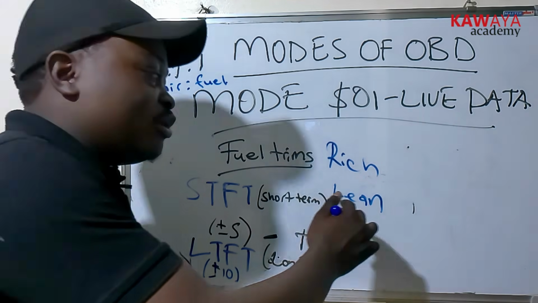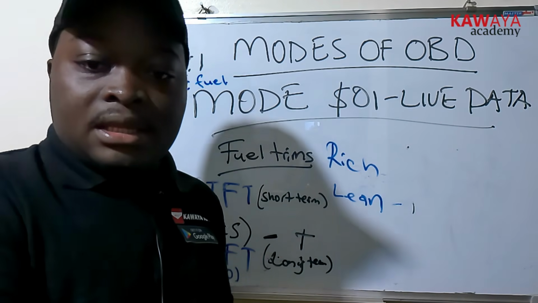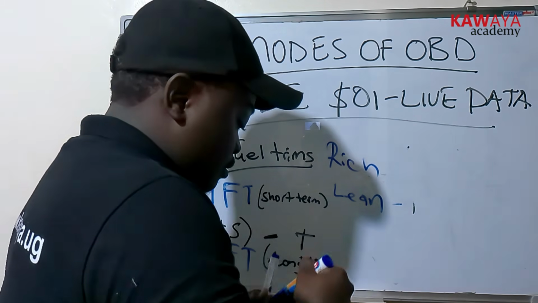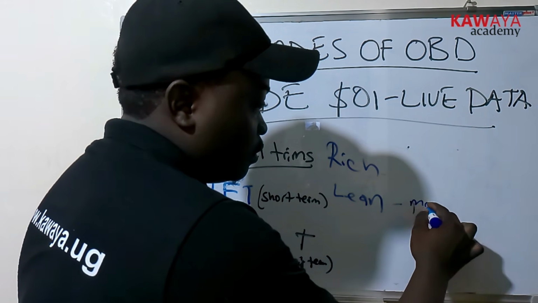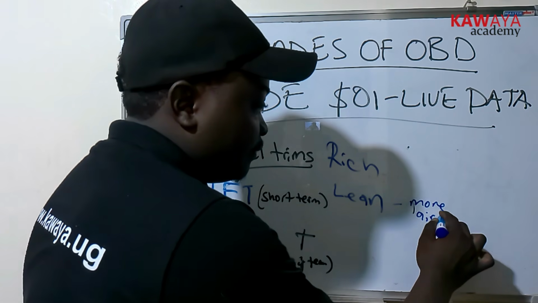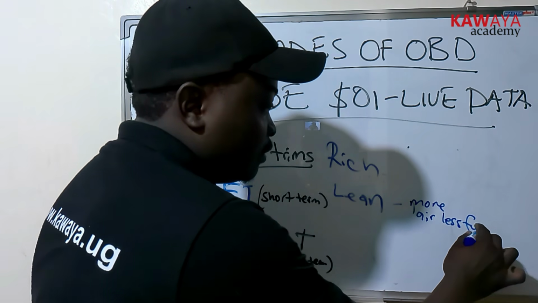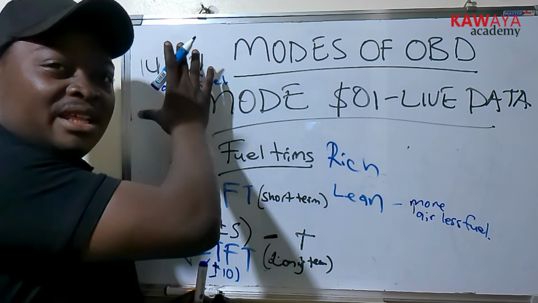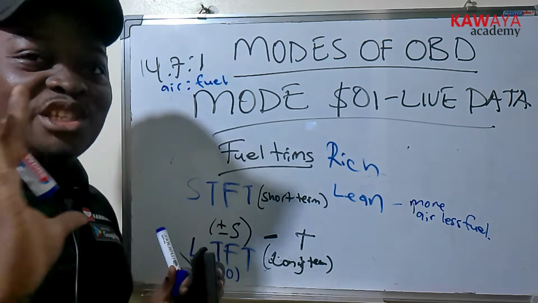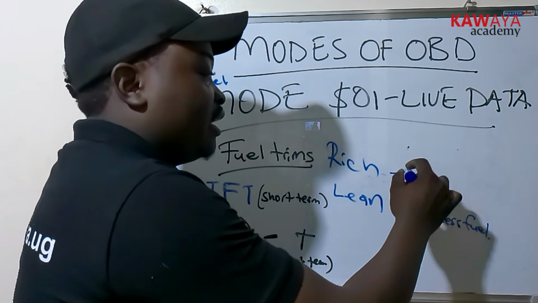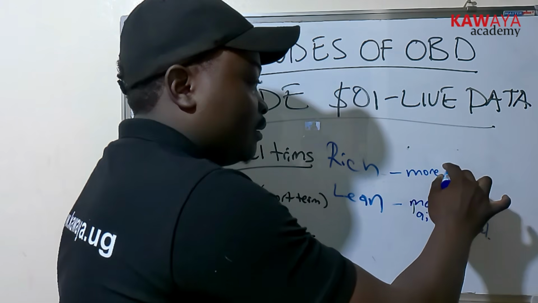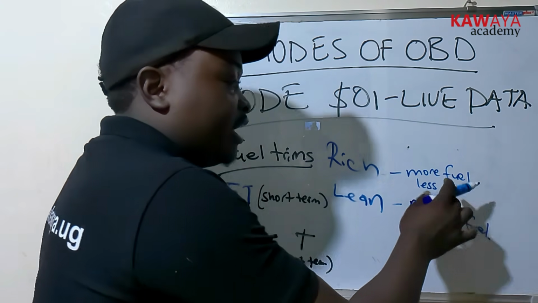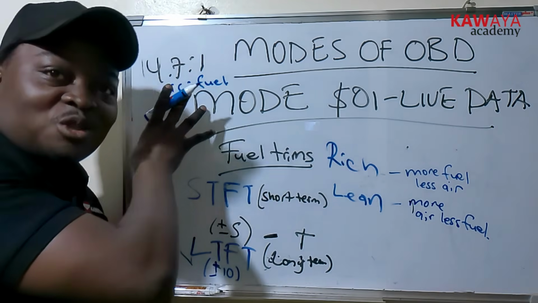So in a lean condition, we are having more air, less fuel. More air and less fuel in the engine in relation to the stoichiometric ratio. Then in a rich condition, we are having more fuel, less air in relation to the stoichiometric ratio.